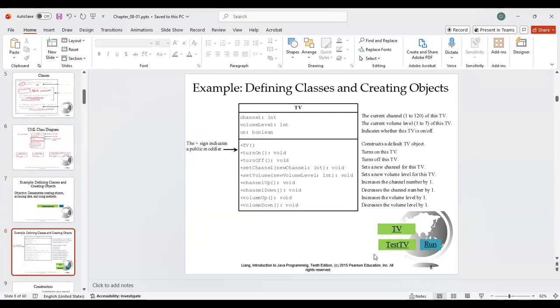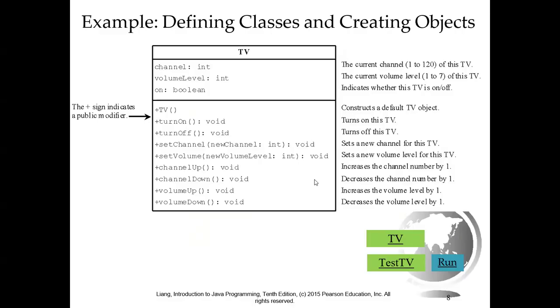So another example is defining a class of TV. Here we have a lot of fields and methods, right? Okay, let's go through it. For a TV, we can have a data field like the channel. For example, the current channel is 1 to 120 of this TV, right? It's a specific kind of attribute. And the second one is the volume level for the TV. For example, the current volume level is 1 to 7. If you cannot hear clearly, you can increase the volume level so the speaker speaks clearly.